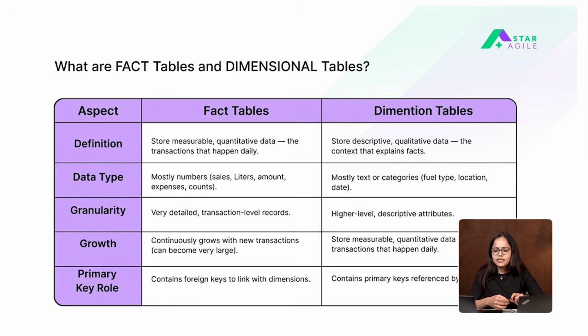Fact tables are very detailed because they are transactional level records, wherein your dimensional tables are high level descriptive attributes. Fact, as I said, continuously grows with new transactions, whereas for your dimensional table, the transactions do not happen on a daily basis. Fact tables consist of foreign keys and dimension tables consist of primary keys. This can also be a very important interview question if you are a beginner or a mid-level Power BI developer.